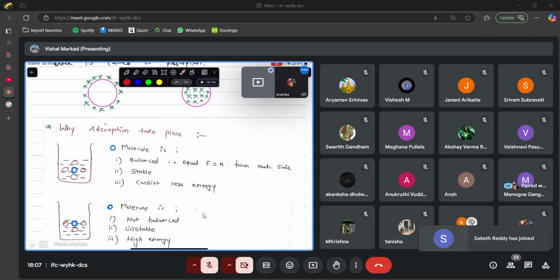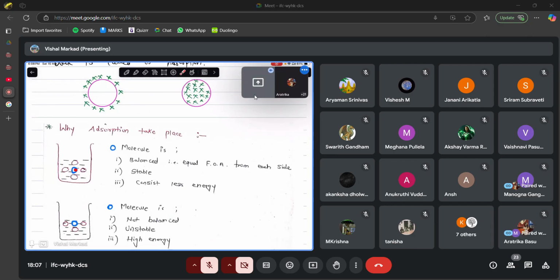Now look here. Let's suppose there are some solute molecules, and we consider this blue molecule. First, this blue molecule is balanced, because it is surrounded by other molecules. It is balanced because there is equal force of attraction from all sides. It is stable also, and as it is stable, it will have less energy.